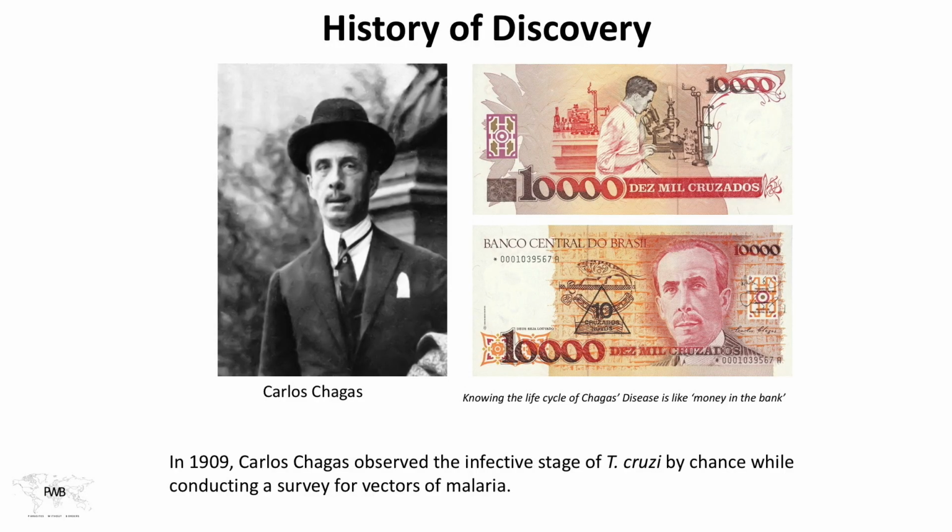So we see a very wonderful photograph of Carlos Chagas here, but we also see a memorial to Carlos Chagas from the country of Brazil. On one side of this 10,000 cruzeiros note, we find Chagas hard at work in his laboratory. And on the other side, we find a beautiful portrait of Carlos Chagas and the complete life cycle of the organism in the mammalian host, as well as in the bug itself.